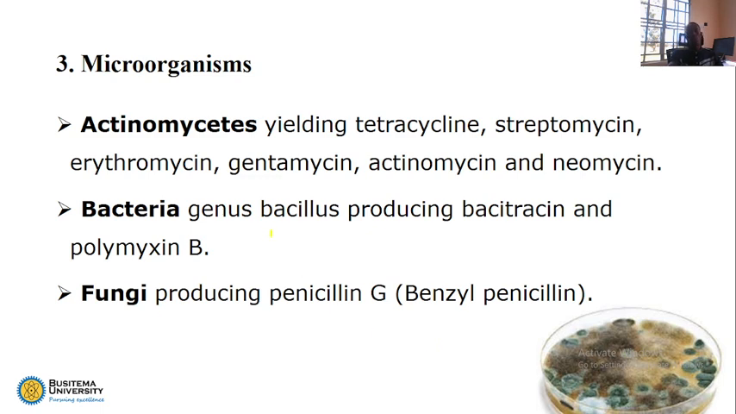The other source of crude drugs is what we call microorganisms. Microorganisms also provide us with various natural drugs, with examples being the common ones that we use in our fields. We have tetracyclines, gentamicins, erythromycins. These have been used to treat various bacterial diseases in animals, and these are obtained from what we call actinomycetes. So actinomycetes are microorganisms that provide us with various drugs such as tetracyclines, streptomycin, erythromycin, gentamicin, and actinomycin.